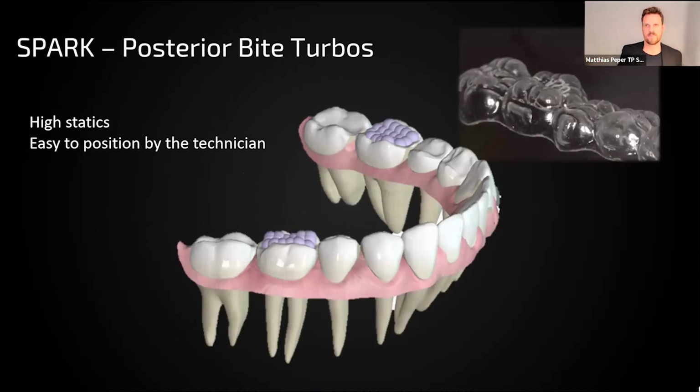So what is so special on the Spark posterior bite turbos is that the technician is able to change the height of the bite turbos. So just as an example, if I have a special case, like if I have a case with a functional situation where I need to keep the position of upper and lower jaw in a perfect situation, we can combine the anterior bite ramps with the posterior bite turbos, and even if the deep bite or there is a change, the technician can also adjust in a perfect way the posterior bite turbos.